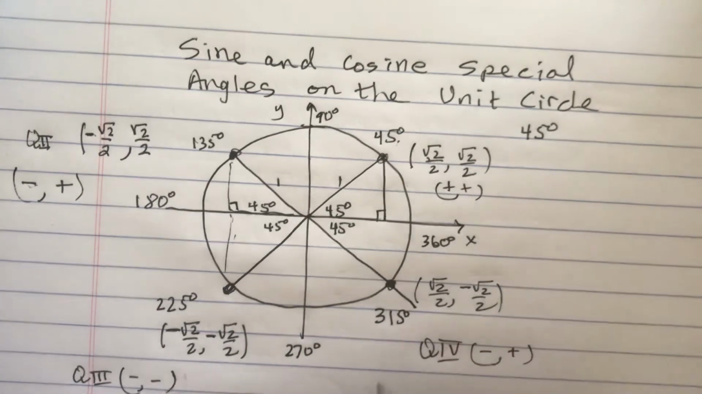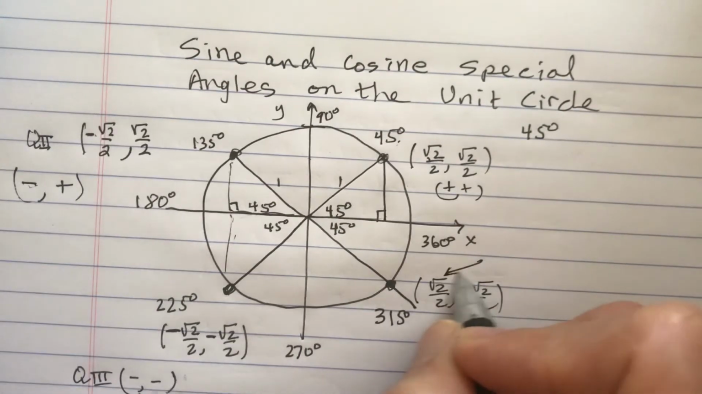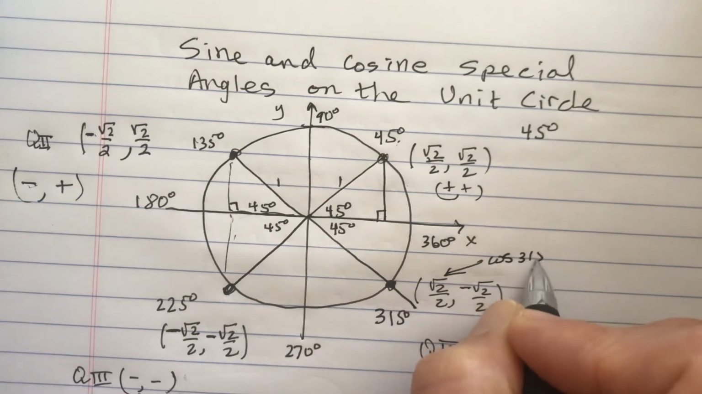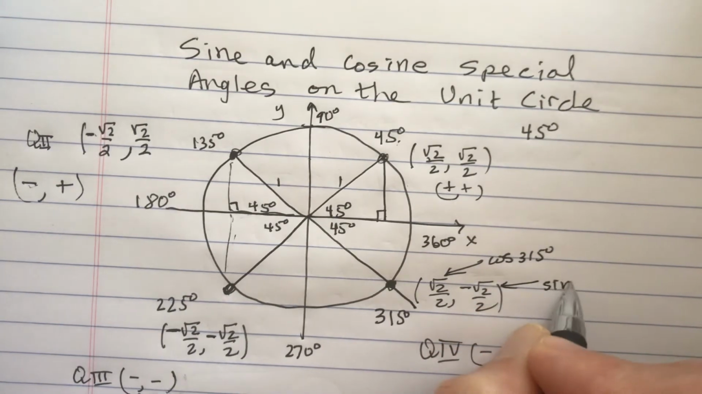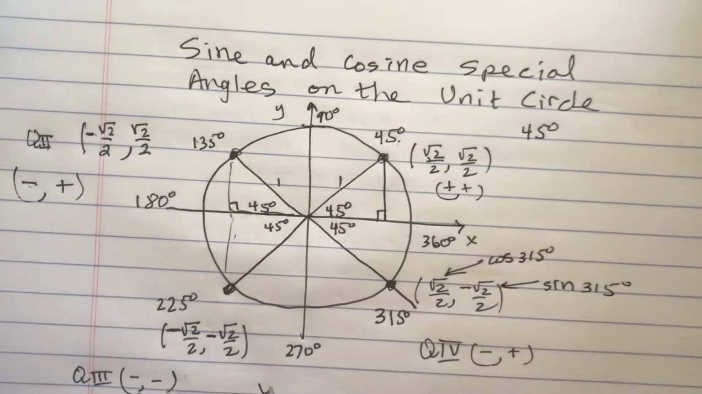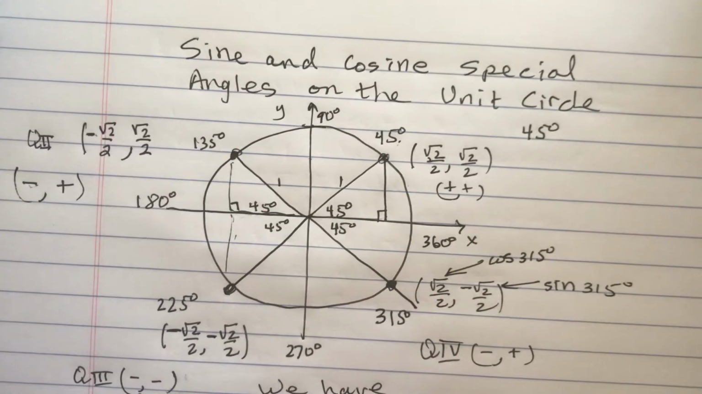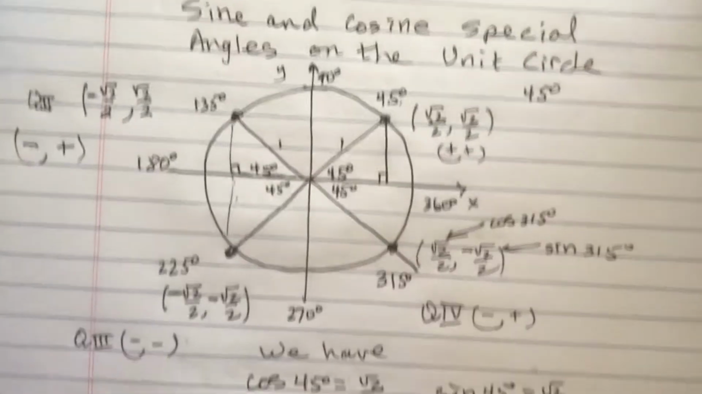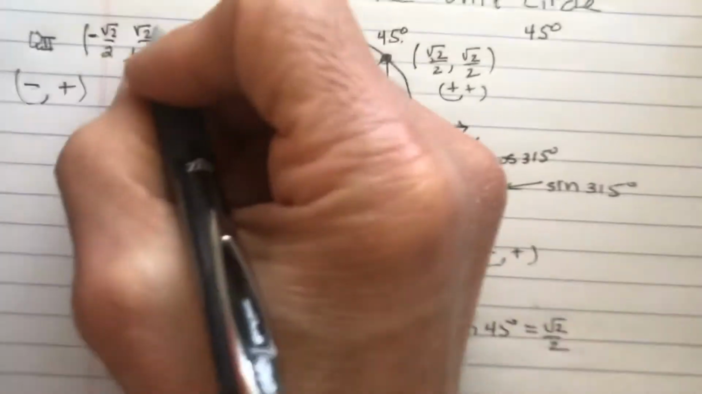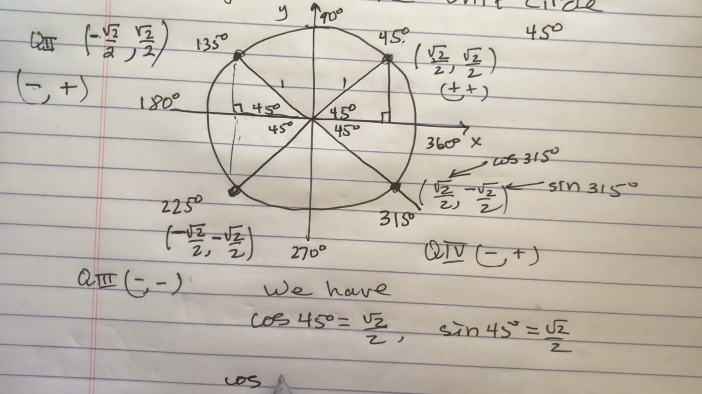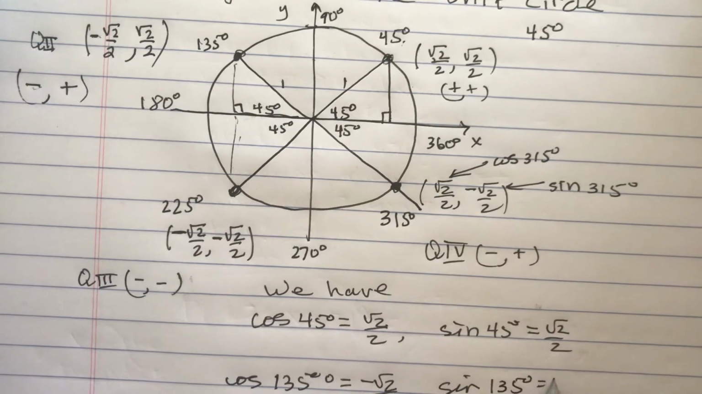Remember that the x coordinate is cosine and the y coordinate is sine. Therefore, cosine of 45 degrees is equal to rad 2 over 2. Sine of 45 degrees is also equal to rad 2 over 2. Then you can do all of these angles. Cosine of 135 degrees is negative rad 2 over 2. Sine of 135 degrees is positive rad 2 over 2.